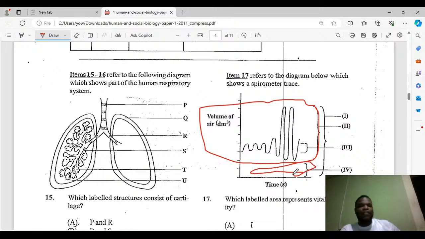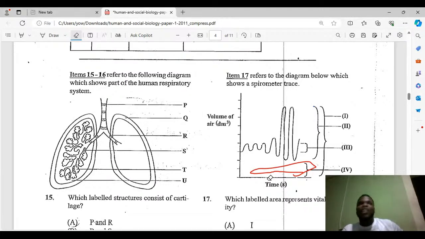This makes the alveoli keep open. If there's no air present, the alveoli would close. So the residual volume is the amount of air that can't leave the lungs. Even though you expel, you breathe out, you don't breathe out everything. It's not possible.